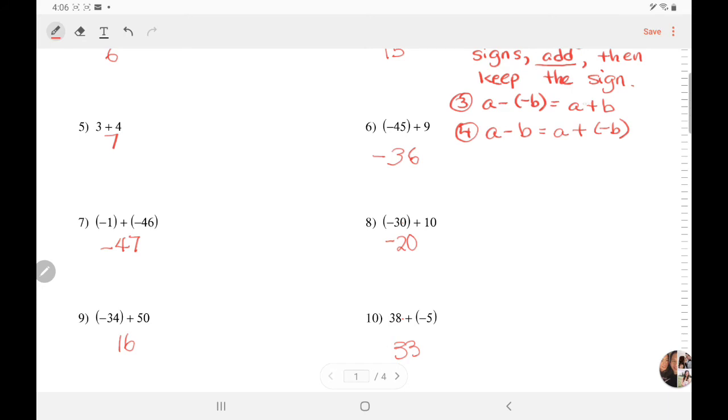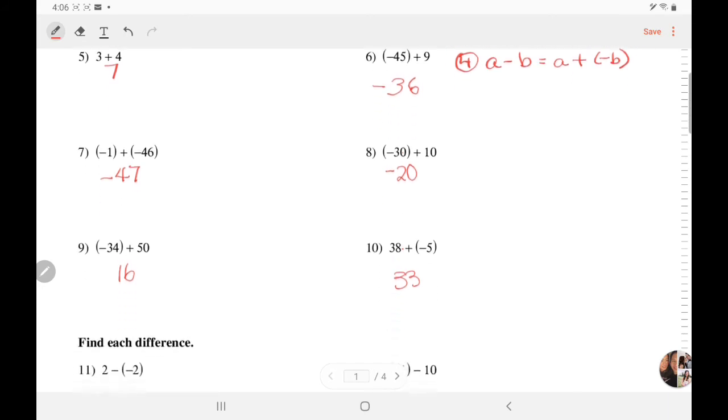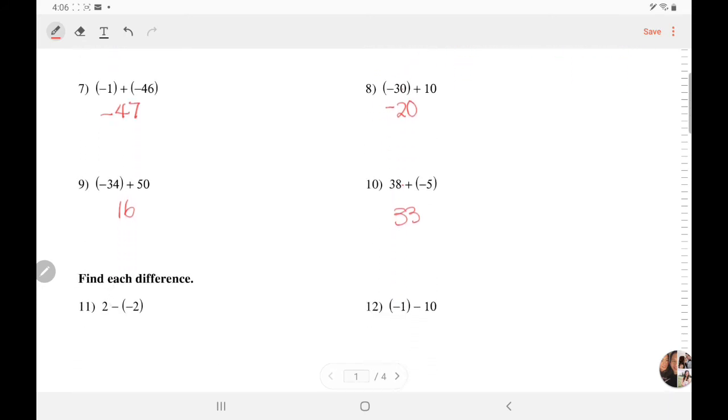as adding those numbers. So minus a negative is to add. So that equals 4. In number 12, it's using rule number 2. It is the same as saying negative 1 add negative 10.